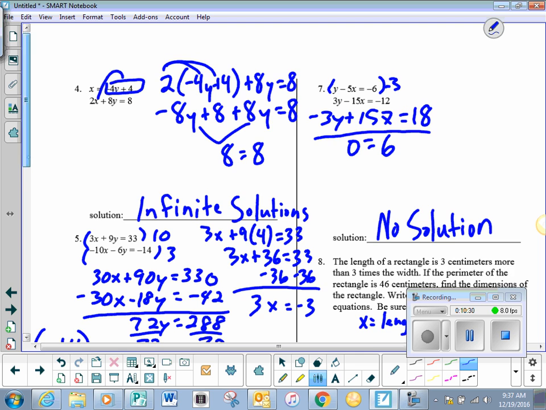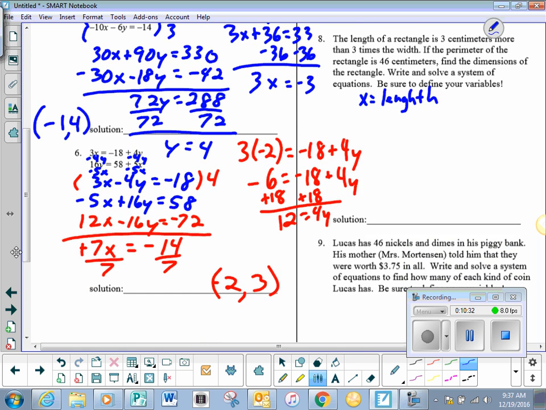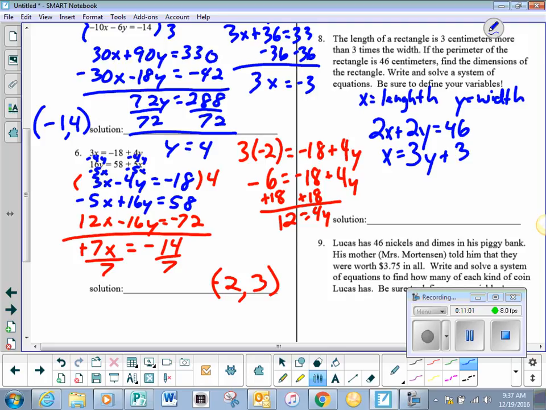Okay, now on to number 8. x equals length, y equals width. What do I know about the length and width? Well, I know the perimeter, twice the length plus twice the width is 46. And I know that the length is 3 more than 3 times the width. There's my two equations. Okay?